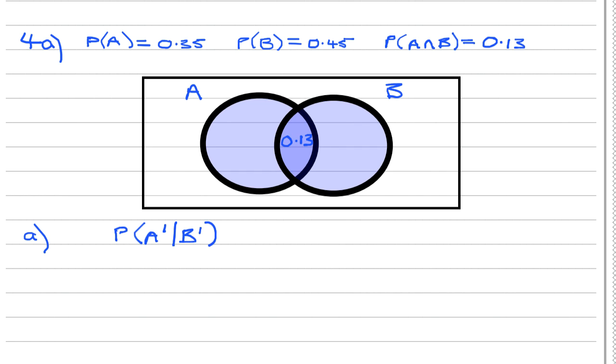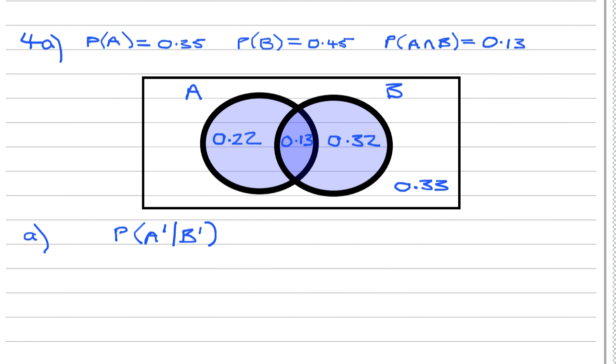Now the circle on the left represents A and it adds up in total to 0.35. So it means this part on the left must be 0.22 as these two add to be 0.35. Likewise for B, this must be 0.32 as that plus 0.13 adds to be 0.45. Now these three numbers add together to be 0.67, which means that the number that comes outside must be 0.33 to add up to one whole one.